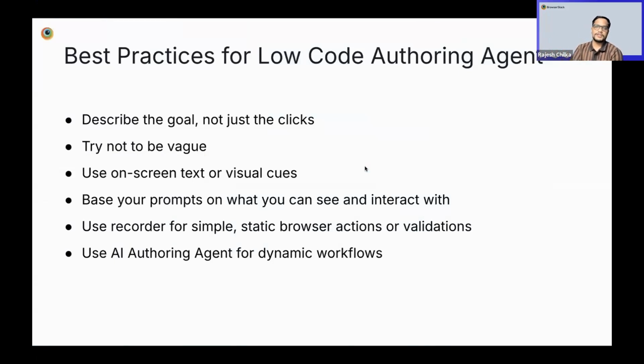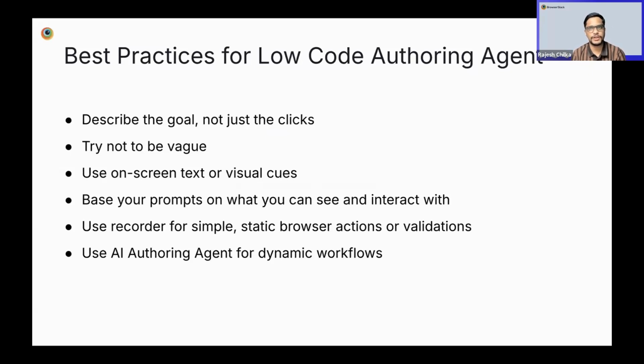Now, there are some best practices as well for this low-code authoring agent. When it comes to AI, there is always some level of non-determinism, which can be solved. So these are some of the best practices. For example, instead of describing each and every click that you want to do to achieve the objective, just describe the goal that you want to achieve. In our case, we wanted to enter the departure and return date in the next month. So that is the objective that I want to achieve.